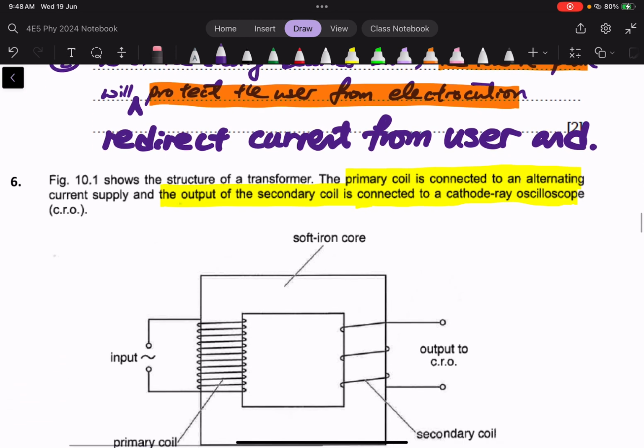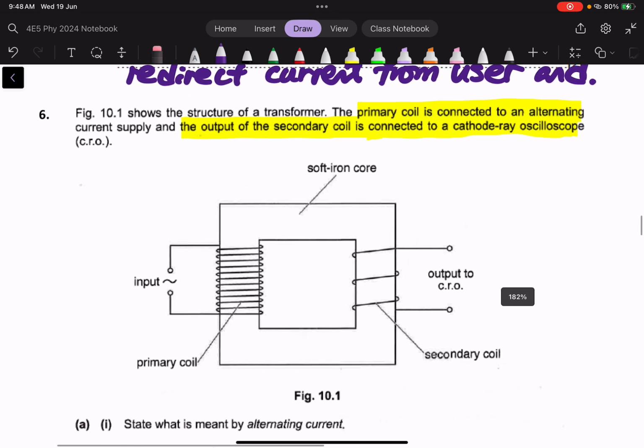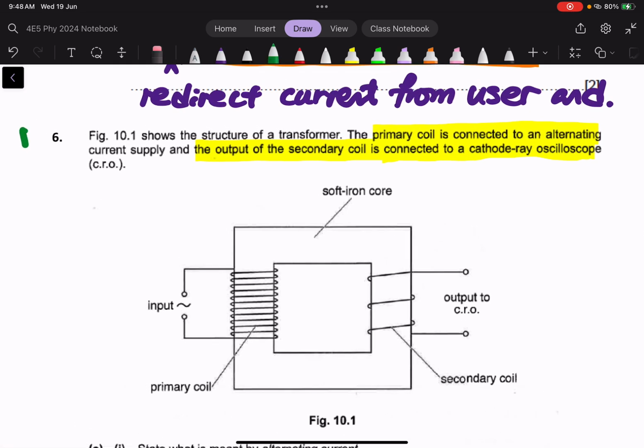Okay, for question 6, it is actually a kind of tricky question. So I need you to really check your answer thoroughly. Okay, why is it tricky?